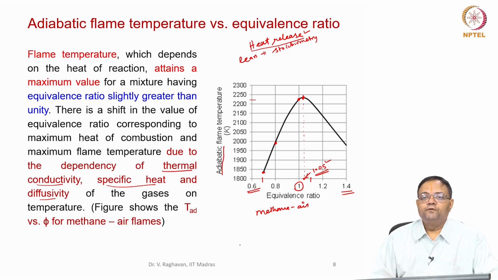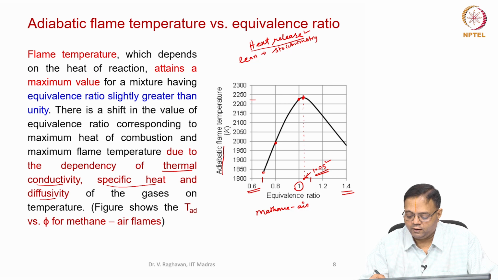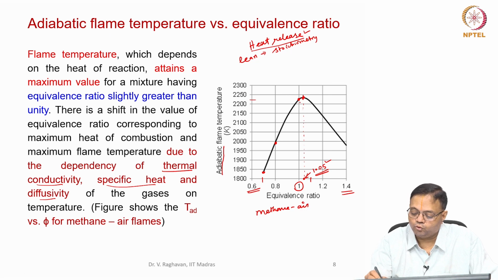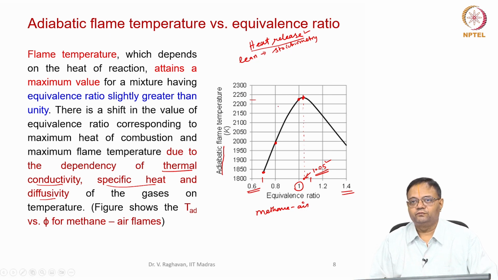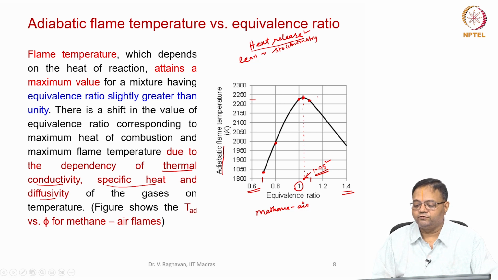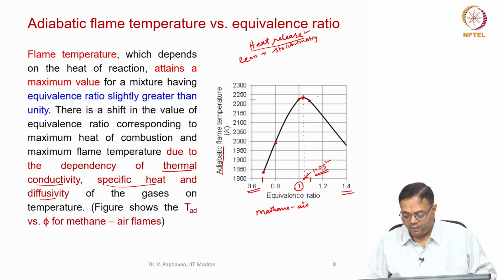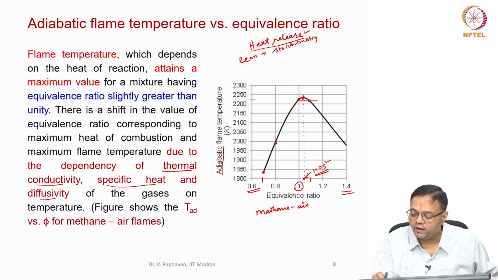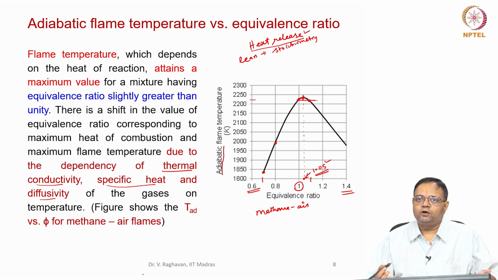This trend will be obeyed by the luminosity of the flame. For example, the luminosity is low at 0.7. Why? Because the flame temperature is much lower. As I increase the equivalence ratio to 1, you see the flame temperature increases. At 1.1 also, the flame temperature is almost the same as that of equivalence ratio 1. So, for 1 and 1.1, a similar amount of brightness is seen, because the flame temperatures are almost the same. 1.05 is not shown, but it should be slightly higher than 1.